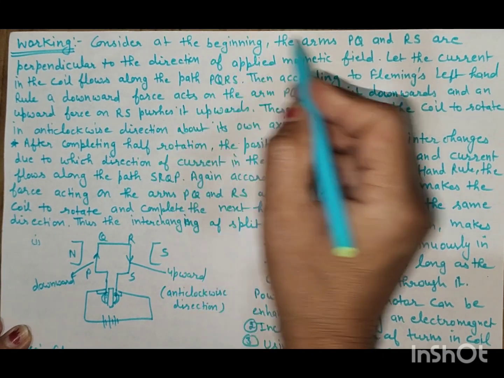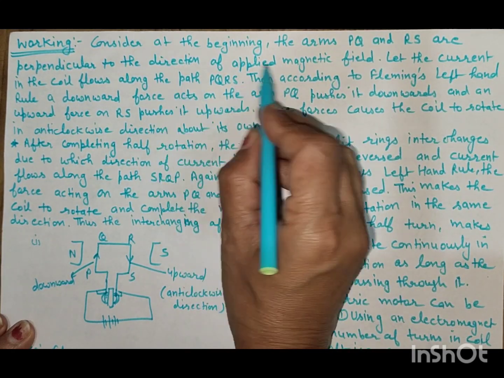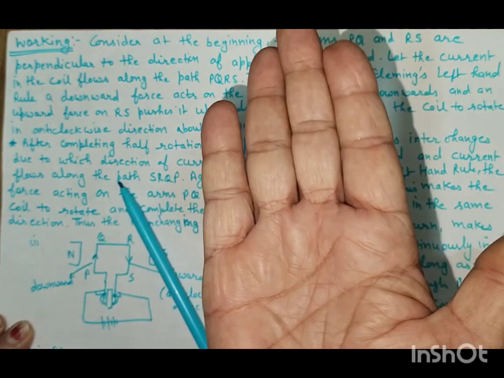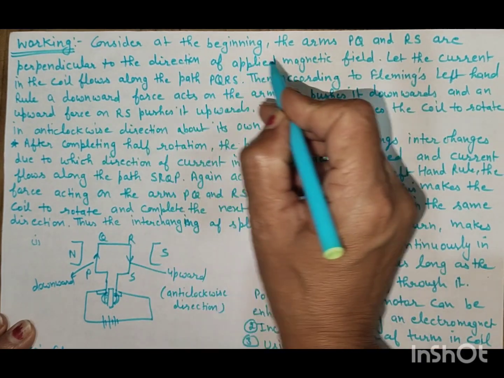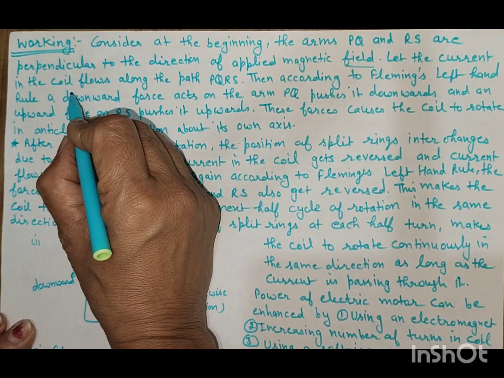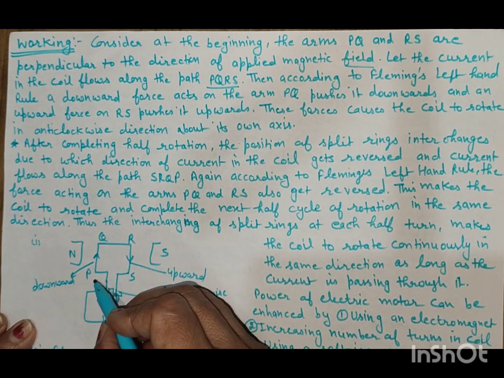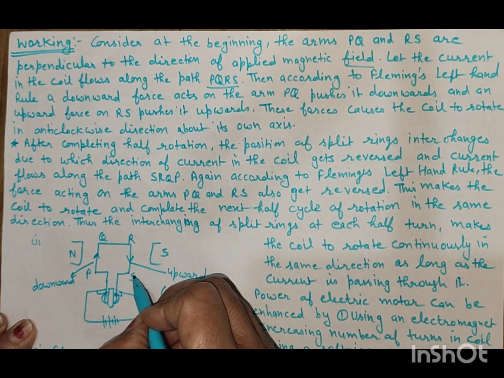Consider that at the beginning the arms PQ and RS are perpendicular to the direction of the applied magnetic field. They are perpendicular just like this. Let the current in the coil flow along the path PQRS. This is the current passing through PQRS.